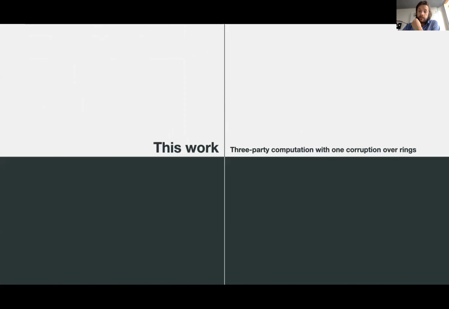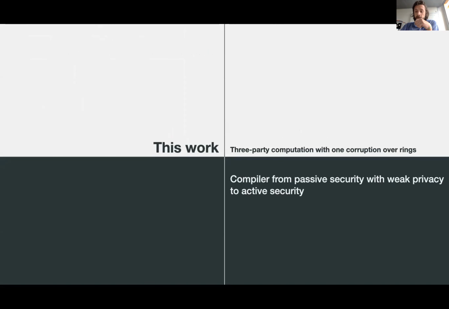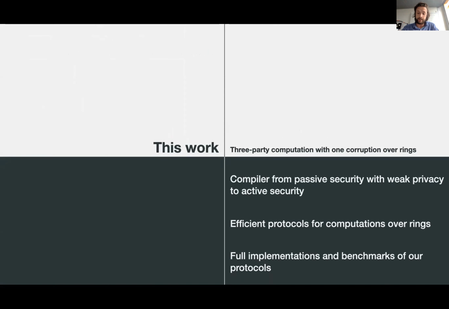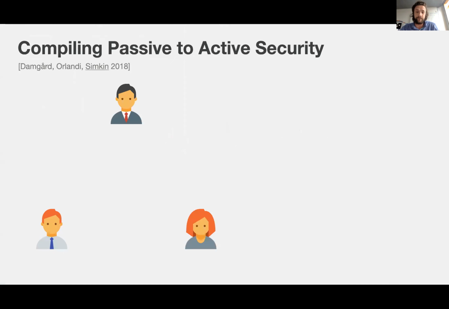So what we do in this work is, as I said, we focus on 3-party computation with 1 active corruption. We construct a compiler that takes any passively secure protocol with weak privacy and constructs a protocol with active security. And then using this compiler in combination with other custom protocols, we construct overall efficient 3-party computation protocols. And to see whether they are actually efficient, we also implemented them to see what the performance results are.